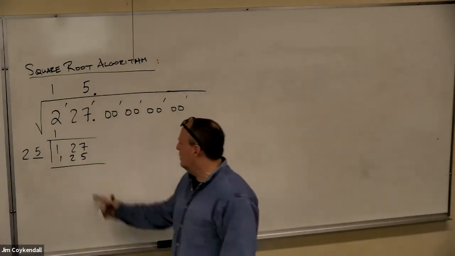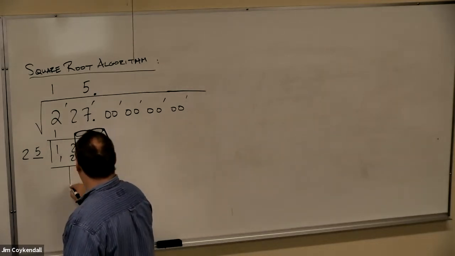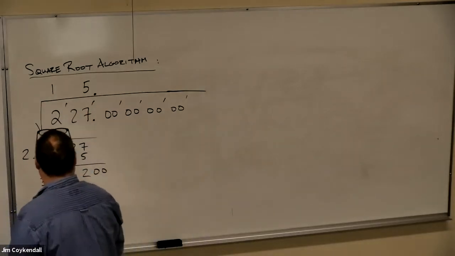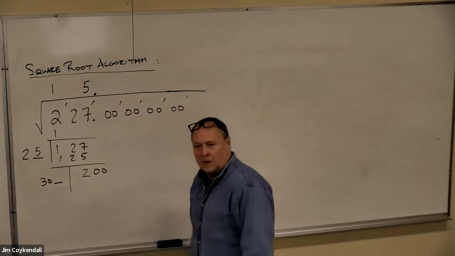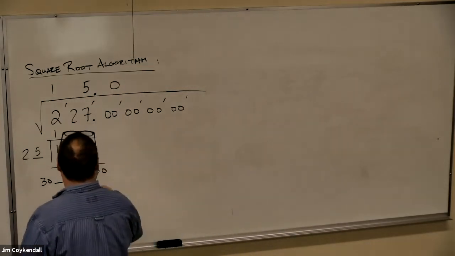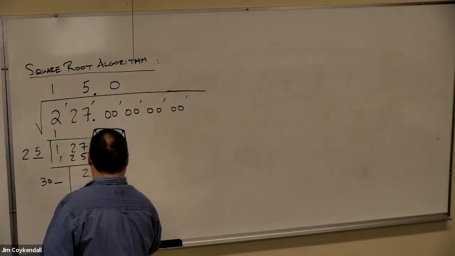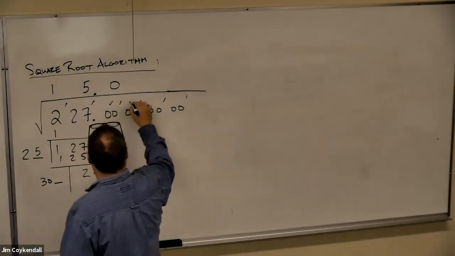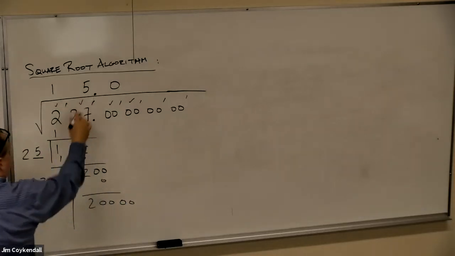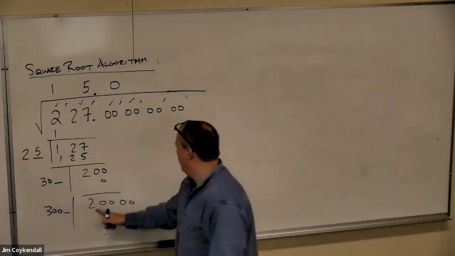Now repeat the algorithm. You subtract, and then you drop the next couple. Double 15, blank. How many times does 300 and something go into 200? It doesn't. So it's a 0, subtract, and drop the next 2. So let's see. We're down to this now. Okay. Double up on this, you get 300. How many times is 300?